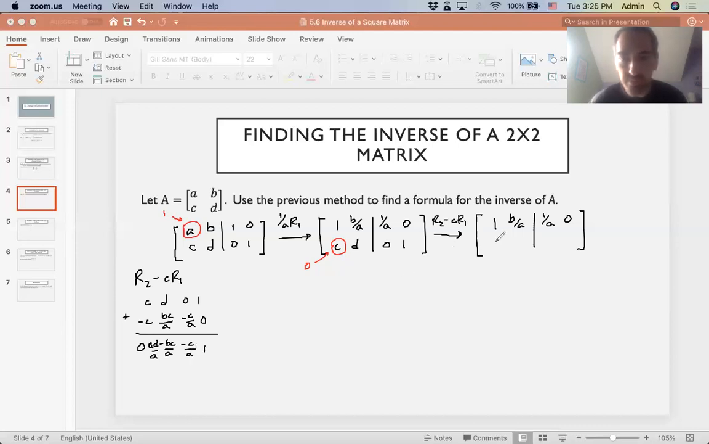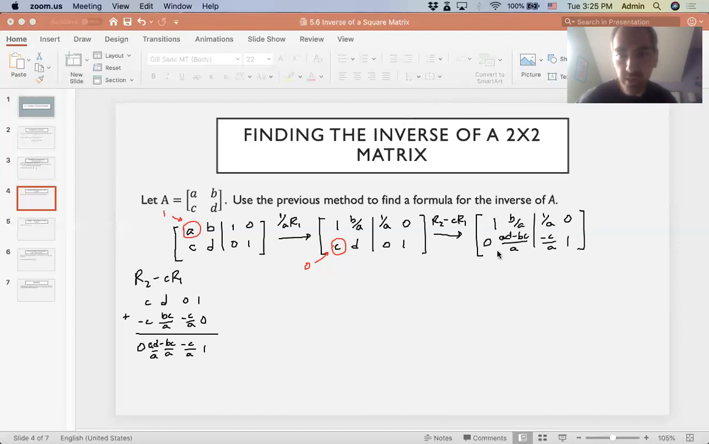And 1. So we have AD minus BC over A, negative C over A, and 1. Okay, column 1 is done.